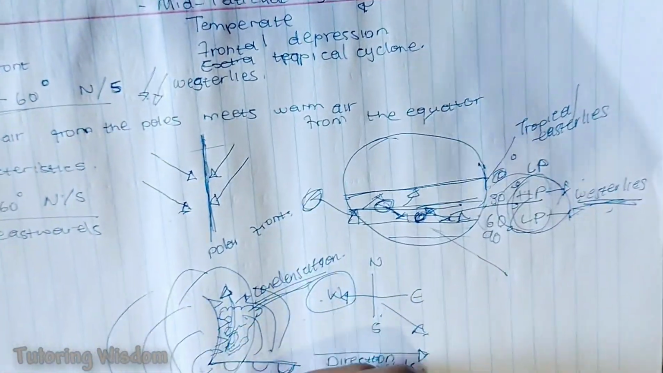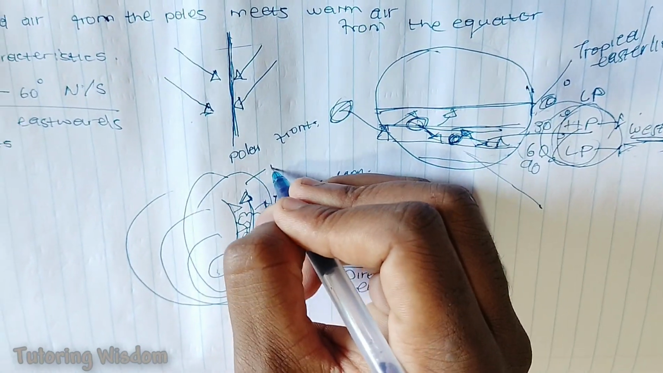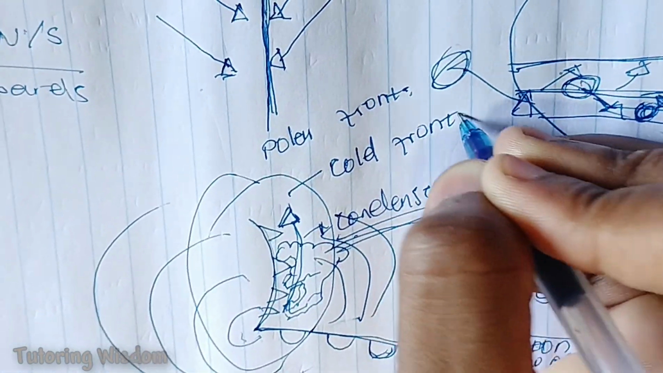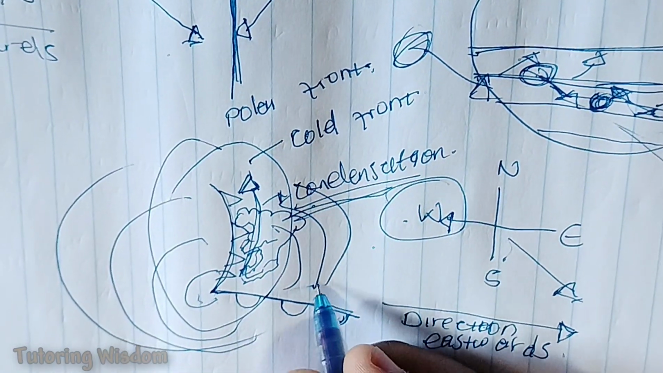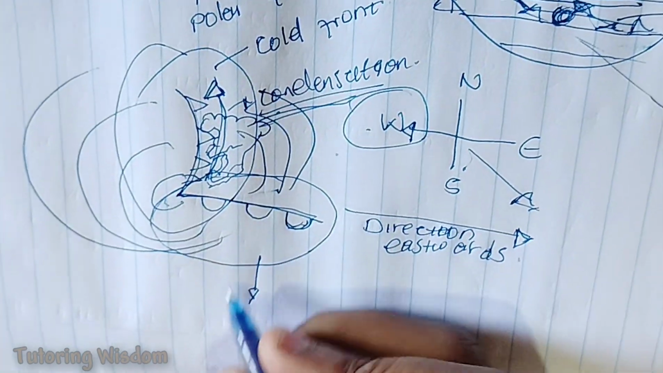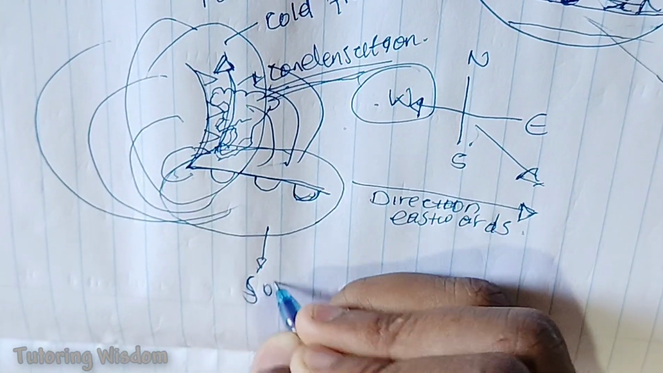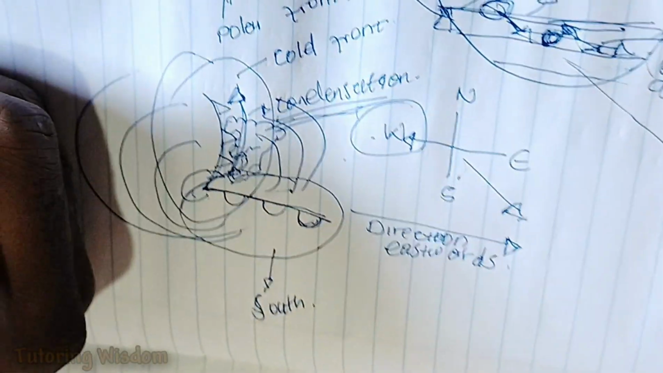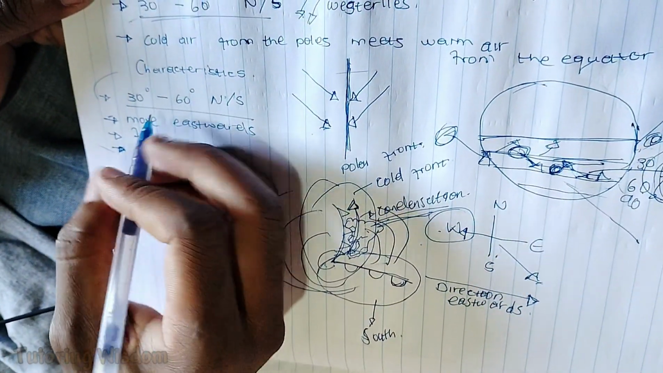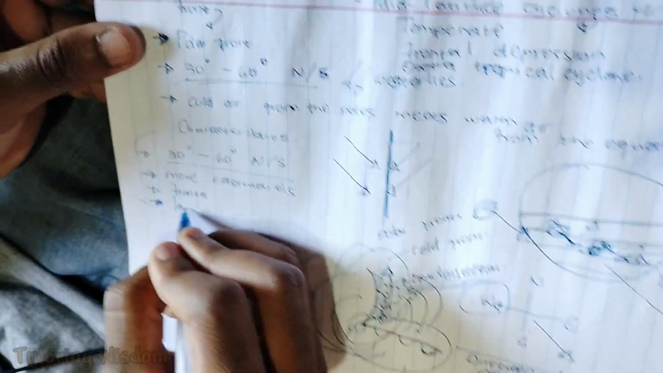And remember, South Africa is only affected by your cold front, because your warm front is further south from South Africa. It's further south. Okay. Now the other characteristic is a large diameter.